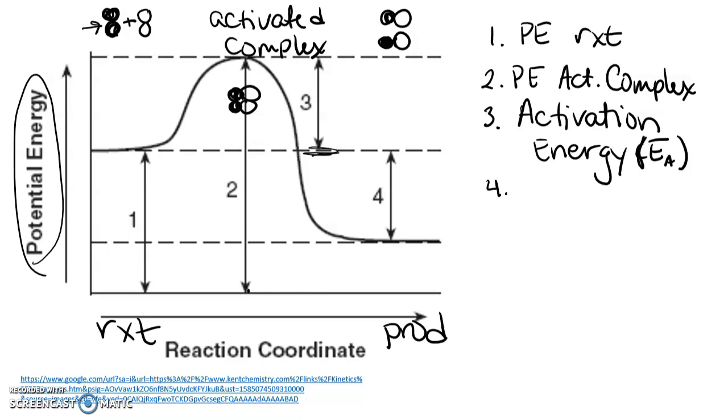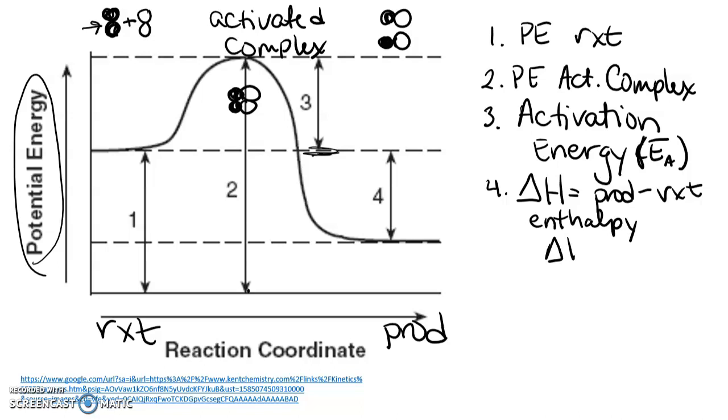Number 4 is referring to, if you look at the way the graph is drawn, the difference from the products to the reactants. So technically, you want to remember this as the products minus the reactants. So this is going to be your product energy minus your reactant energy, which is your enthalpy of the reaction.